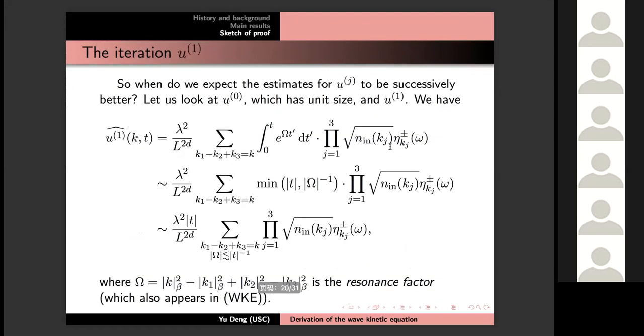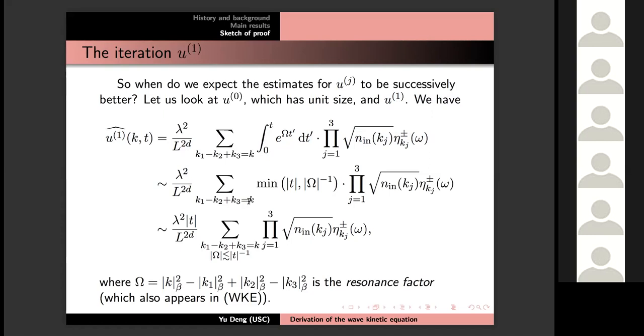Okay, so one question is why, or when, do you expect this estimate to be successively better? So let's perform a heuristic argument here. Let's look at the initial data U0, which we can normalize to have unit size, and we look at the second iteration U1. If we calculate the size of U1, then essentially U1 is a Duhamel evolution. So this is a cubic nonlinearity, the cubic product of these random variables. And then you have this Duhamel evolution, which gains you this 1 over omega, omega being the resonance factor. And in the end, you get this factor from integrating in time, being the minimum of t and 1 over omega.